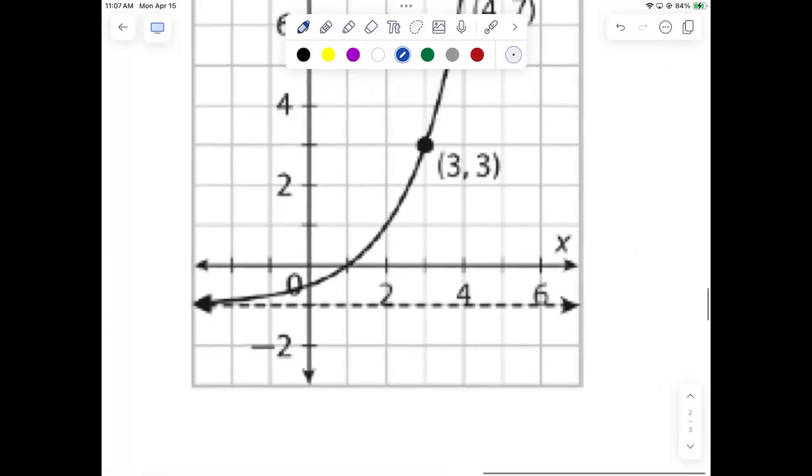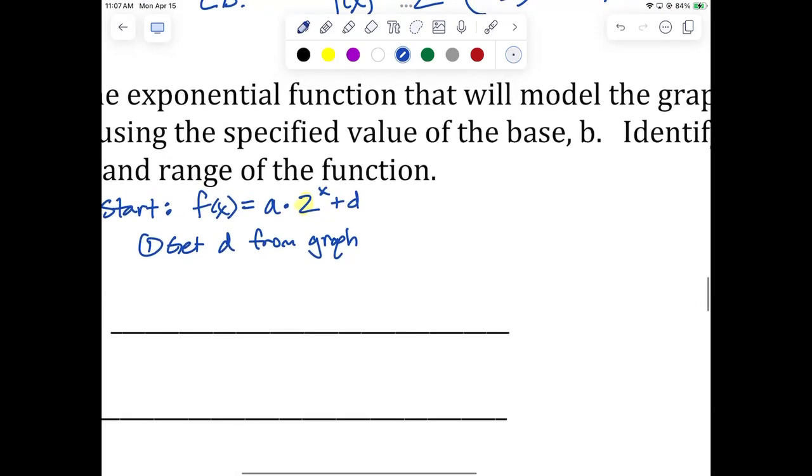Yeah, we come down here and we see it's what? -1. There's a horizontal asymptote, an HA at y equals -1. So I'm going to plug that in. So here's what I have now: f of x equals a times 2 to the x minus 1. Okay, so now guess what I'm going to do? I'm going to use a point.